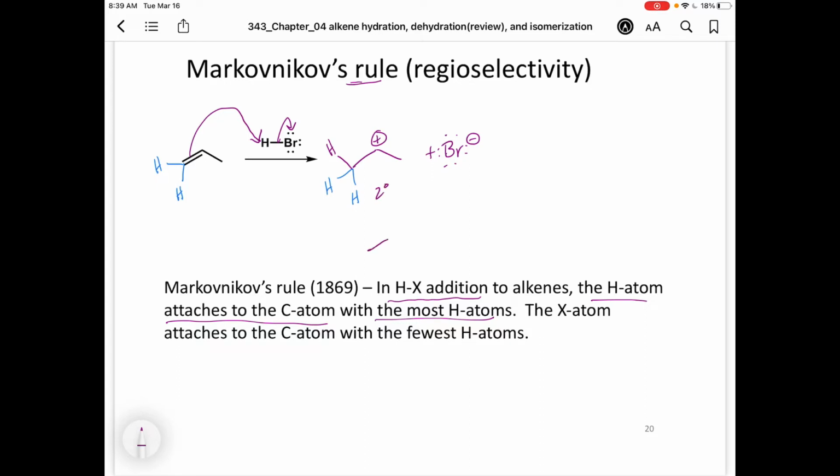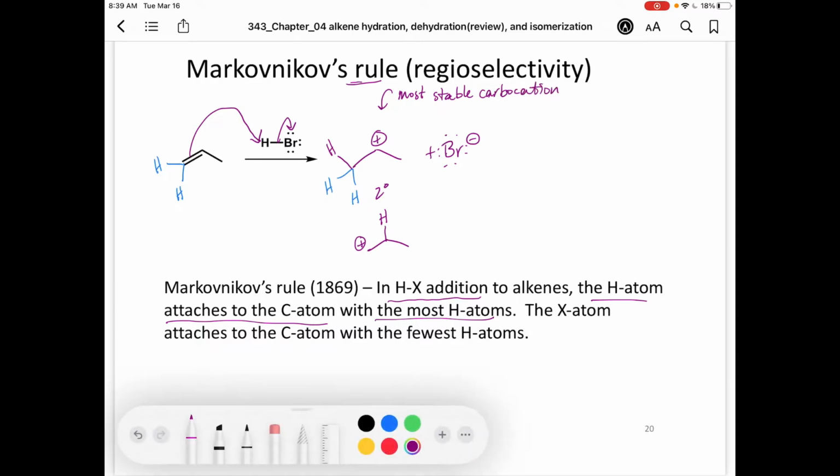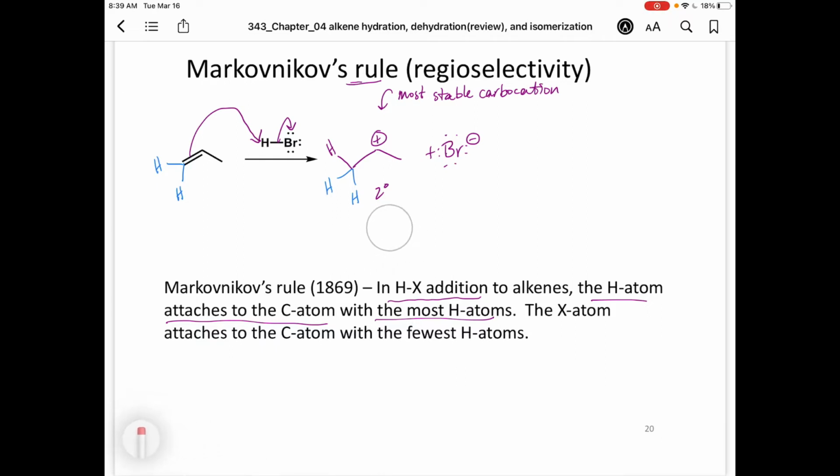Now in your head, you might be thinking, well, wait, what about the other way? Remember that if I were to add the hydrogen to the middle one, that would give me a primary carbocation. So the way I like to remember it is that you form the most stable carbocation. And we're going to see this happen again and again.